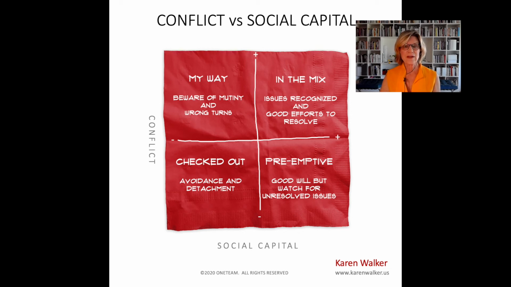And then in the upper right-hand quadrant, I think about this as in the mix. So this is a place with high social capital and high conflict. And so typically this is a pretty healthy place. This is a place where issues come up, they're recognized, they're dealt with, they are really good issues because of the depth of the relationships to resolve the conflicts that come up. You also have sort of like extra tools in your toolbox to resolve conflict because of this social capital in the system.